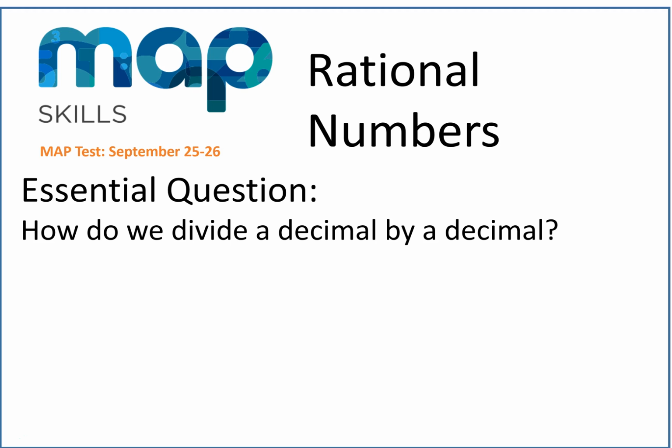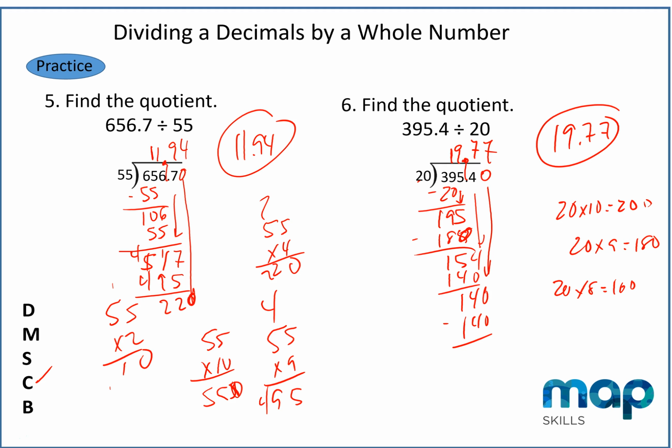So there you go. Let's stop right there. So we divided a decimal by a whole number. Just bring your decimal up to the quotient and divide like you would a whole number.